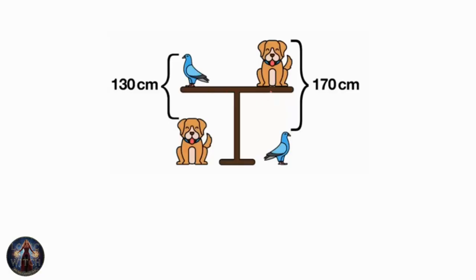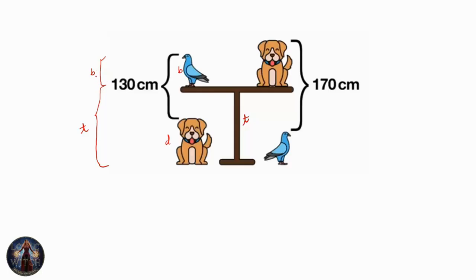Let us take the height of the table as t, the height of the bird as b, and the height of the dog as d. Now, if we see the left hand side, we can see a bird on the top of the table. So from the head of the bird to the top of the table, this height is b. And this entire height can be represented as the height of the table, right? So what we can do, we can equate this.